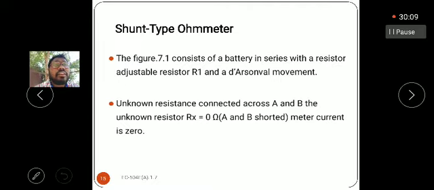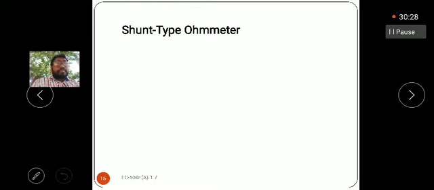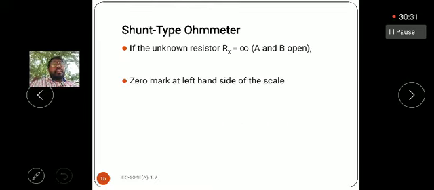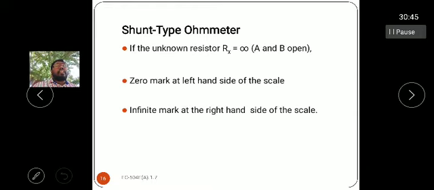If Rx is equal to 0, AB is short circuited, and the meter current is 0. If the unknown resistance Rx is equal to infinity, the meter current is maximum. Based on the two conditions, we have to understand the scale reading in the meter. If Rx is equal to infinity, the terminals A and B are open circuited. The 0 mark is at the left side of the scale, then the resistance value goes to infinity, that means the infinity mark is on the right side of the scale.